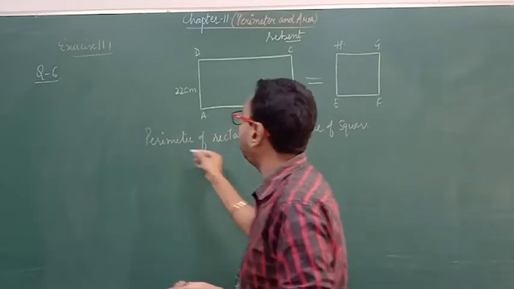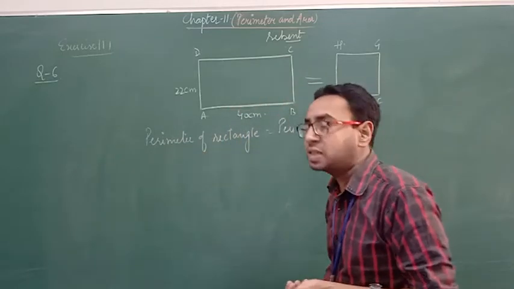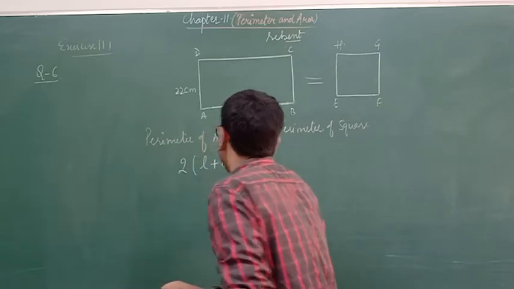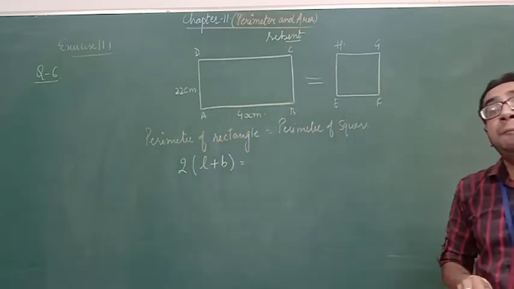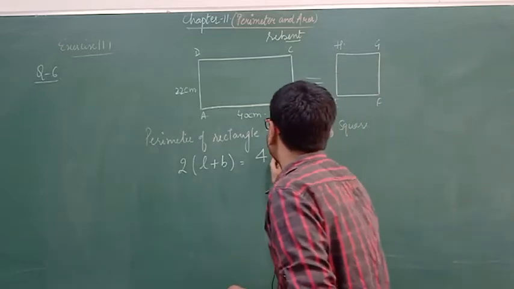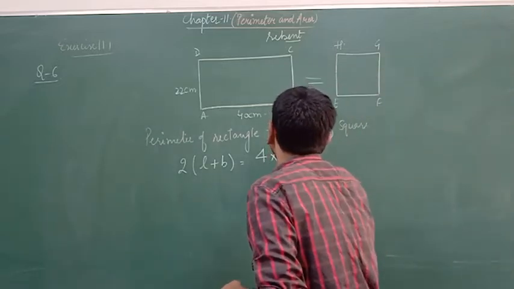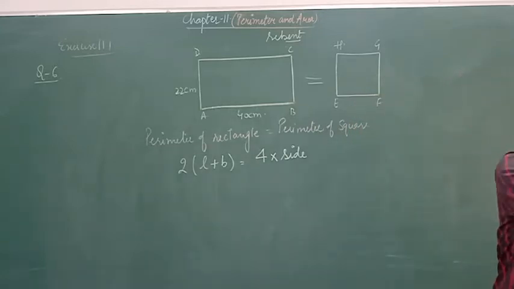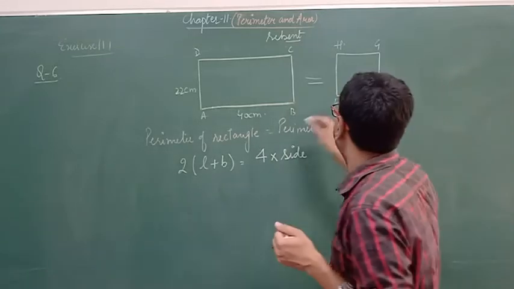So, what is the formula of perimeter of a rectangle? Yes, it's 2 times length plus breadth. And what is the perimeter formula for a square? That is 4 into side. What is another name for side in case of a square? What do we call it? Yes, we call it the edge.